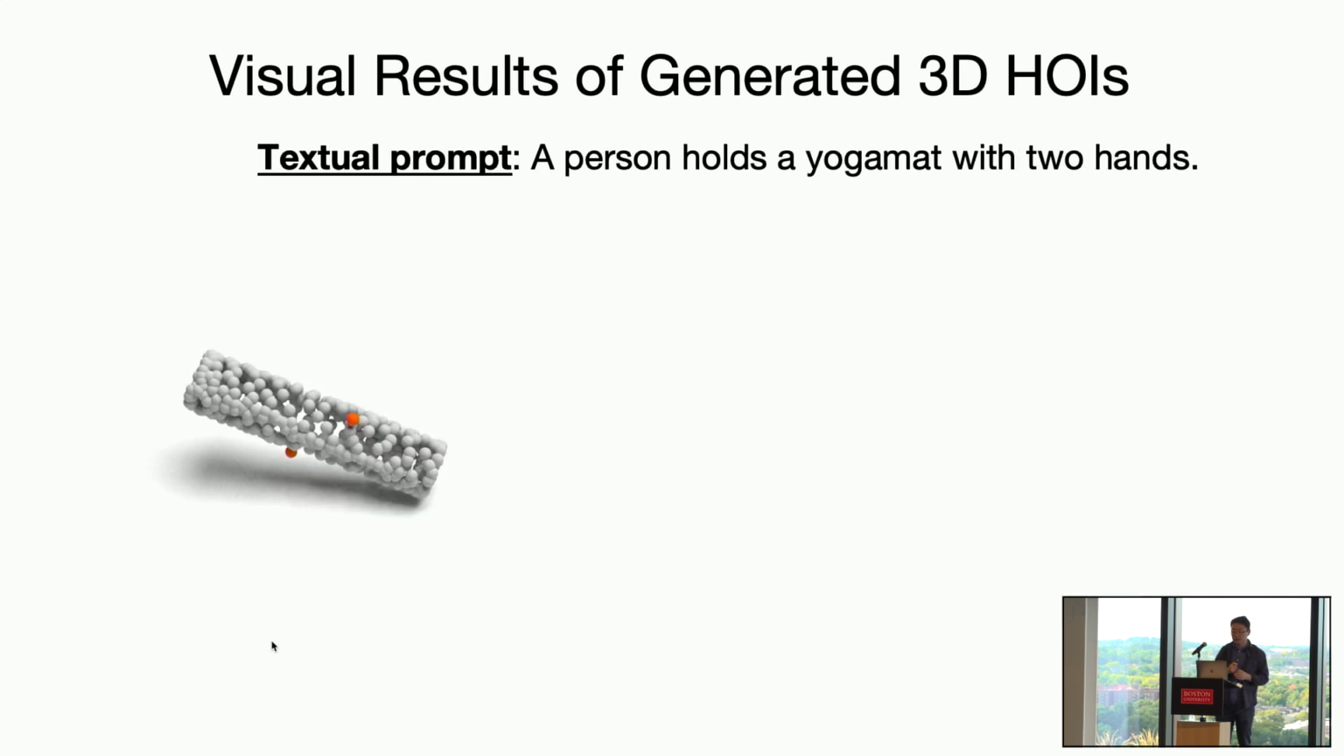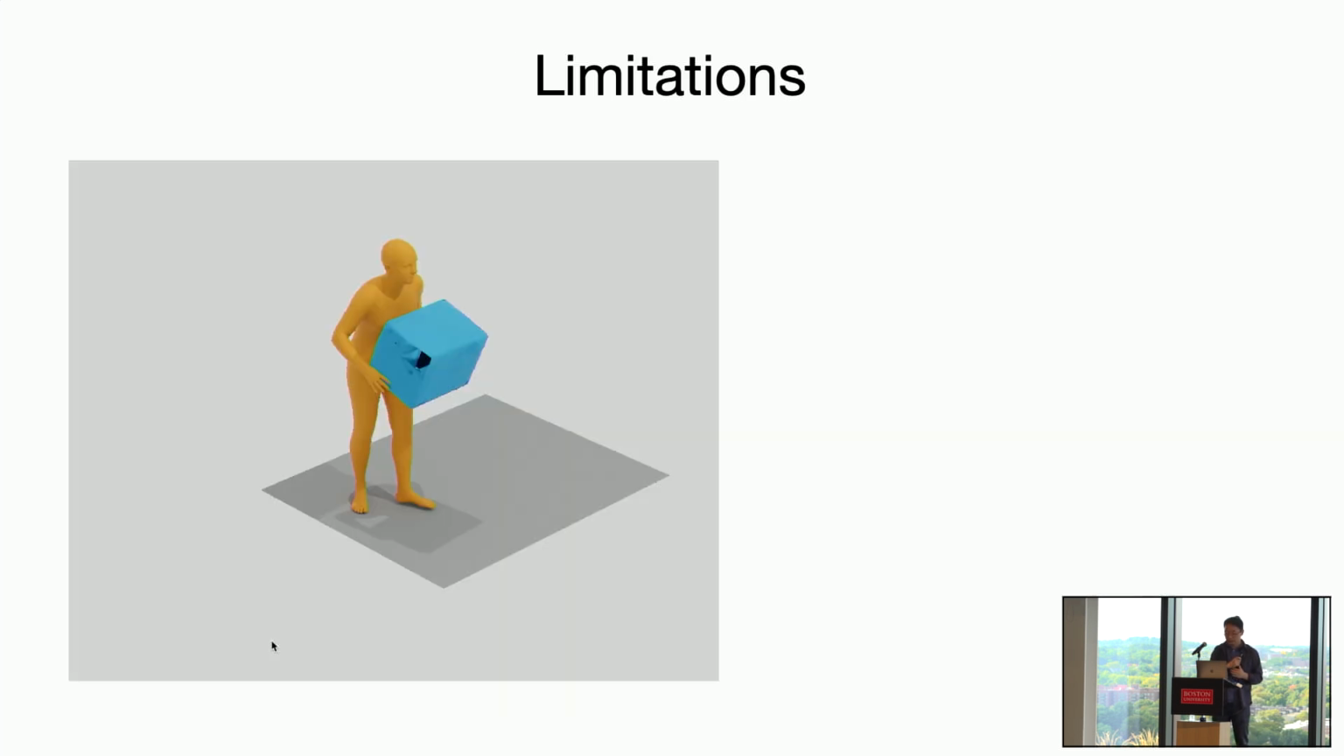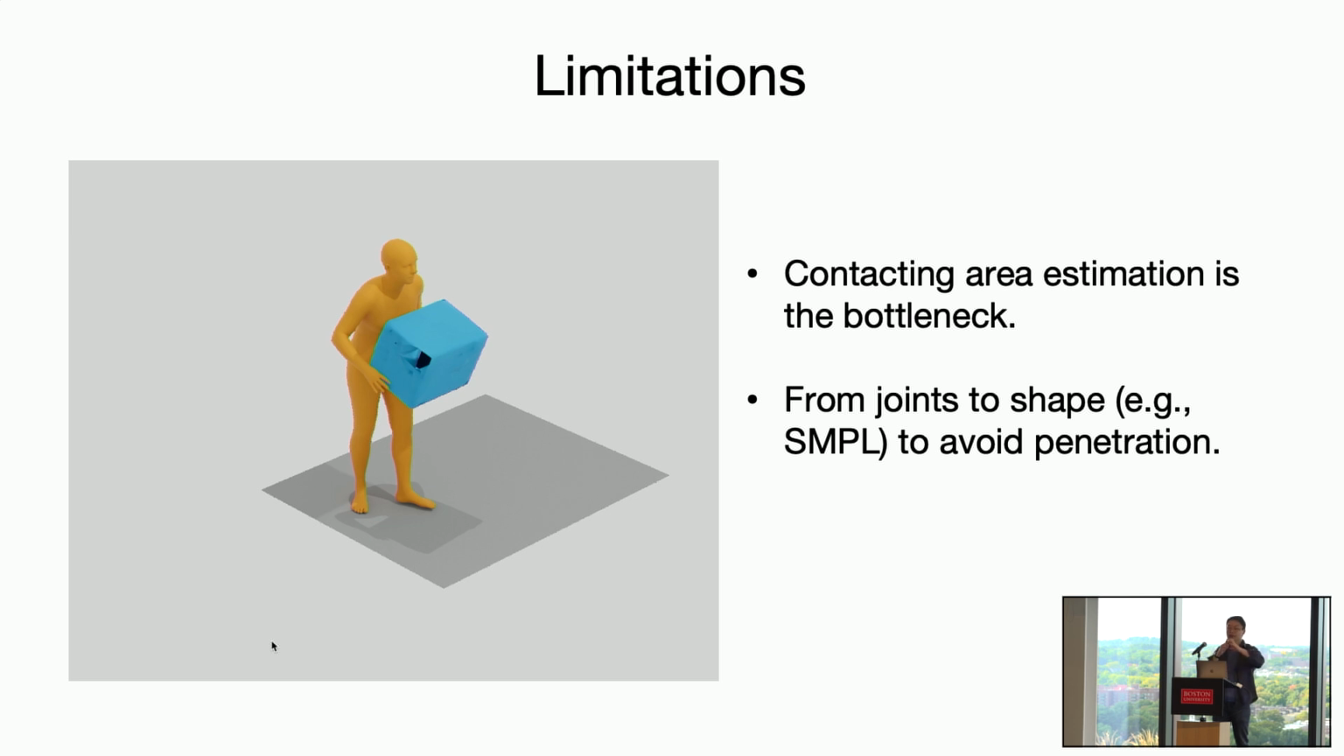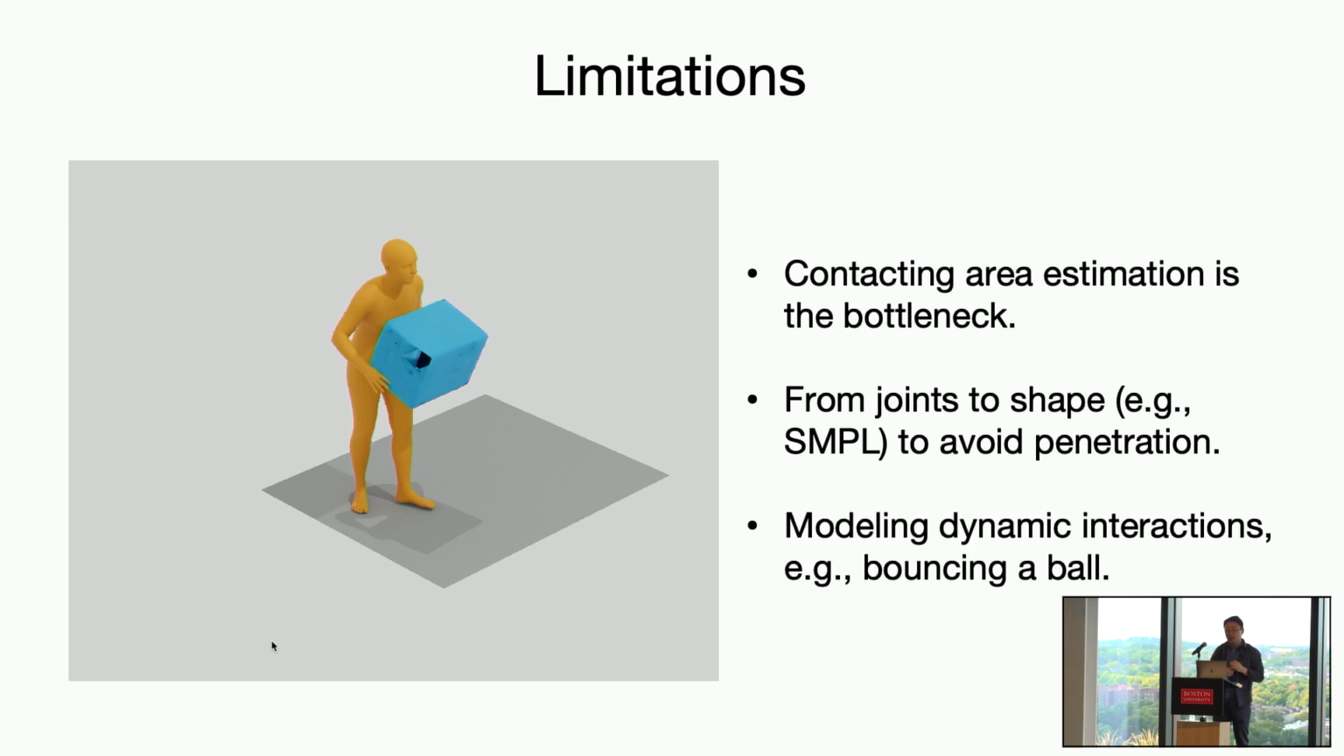Well, still a lot of issues. I'm going to quickly mention them. One is that contact estimation, or affordance estimation in general, is very difficult. A second, here we only model the joints, but you can imagine people's shapes are different. In order to have meaningful interaction and avoid penetration, we need more information. And third, here we assume the contact point between the human and the object is constant.